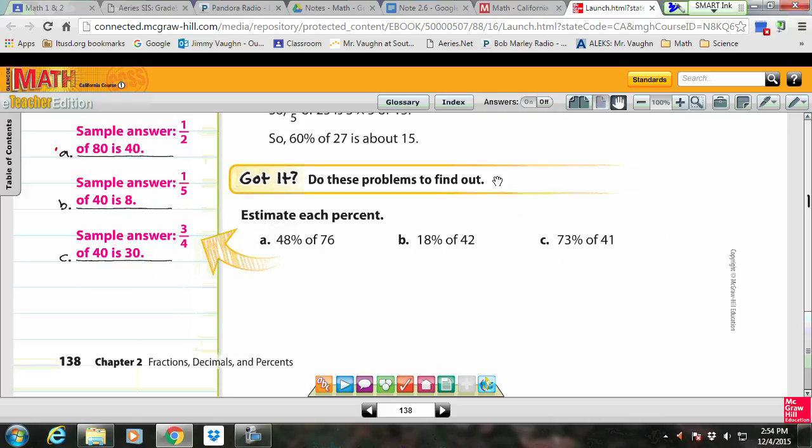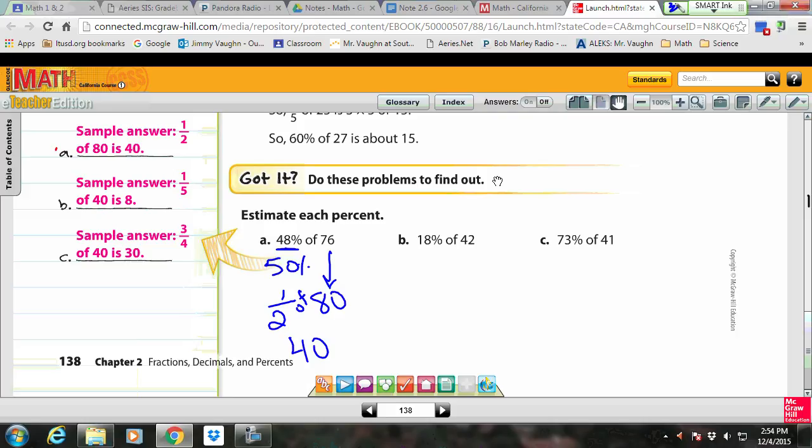the first one. So 48% is close to 50%, which is close to 1/2. 78 is close to 80, which is pretty darn easy to work with. So 1/2, I'll just write that a little bit better. 78 is close to 80. So 1/2 of 80 is 40. A lot easier than multiplying 0.48 times 78. So that's how they got that.